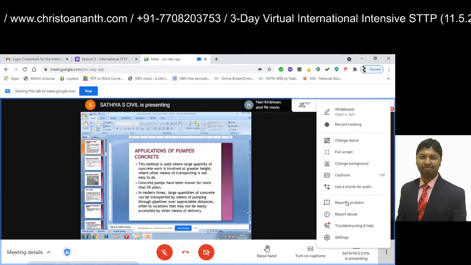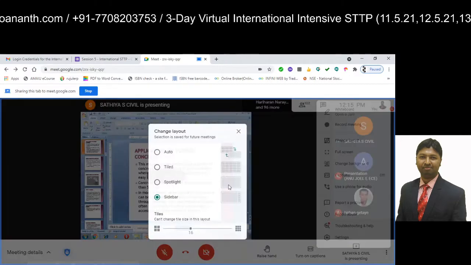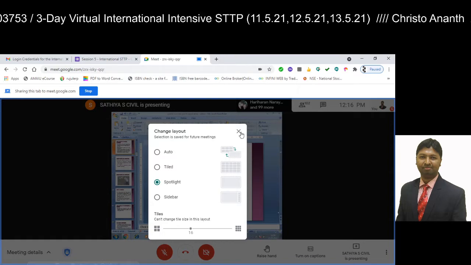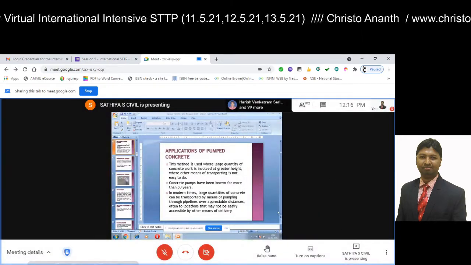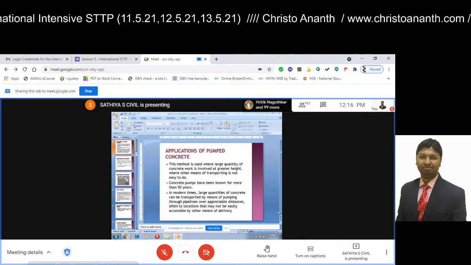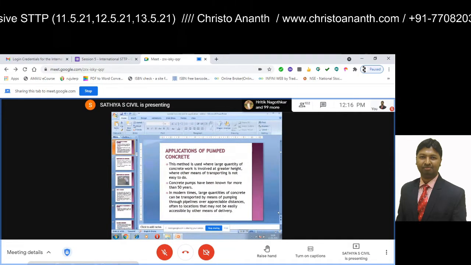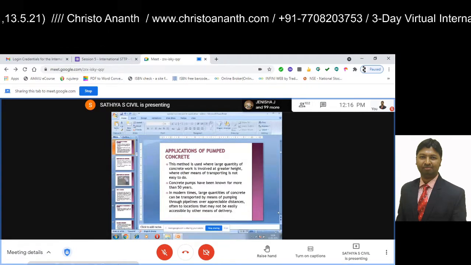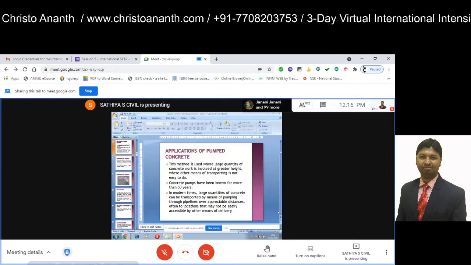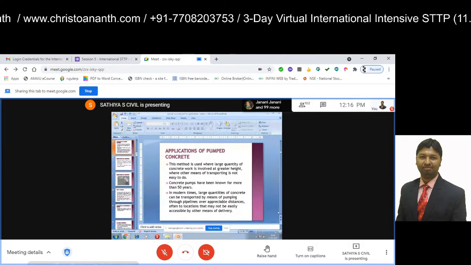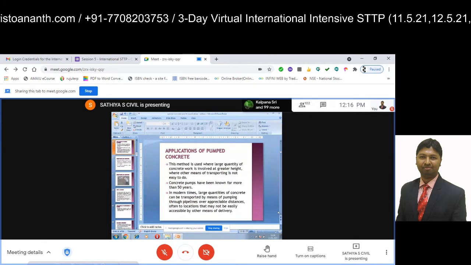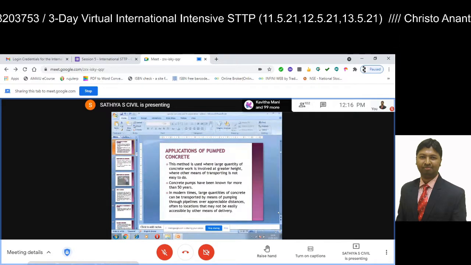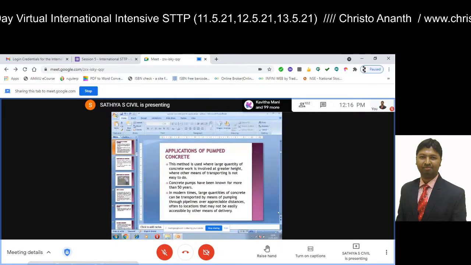So, applications of pumped concrete. This method is used where a large quantity of concrete work is involved at greater height, where other means of transporting is not easy to do. Concrete pumps have been known for more than 50 years. In modern times, large quantities of concrete can be transported by pumping through pipelines over appreciable distances, often to locations that may not be easily accessible by other means of delivery.